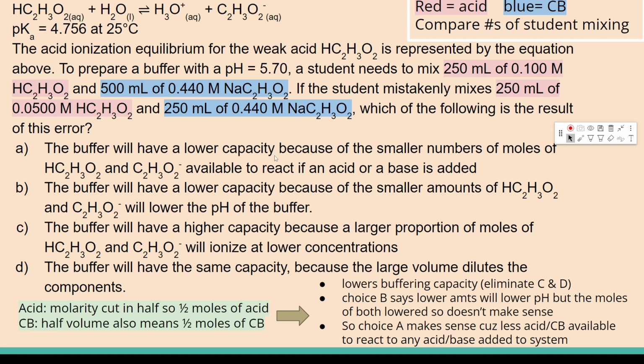And so choice A makes the most sense because it's lower capacity because, again, you have less moles of both the weak acid and its conjugate base. And so since we have less of them, that's why choice A makes sense. There we go. Cool. All right.